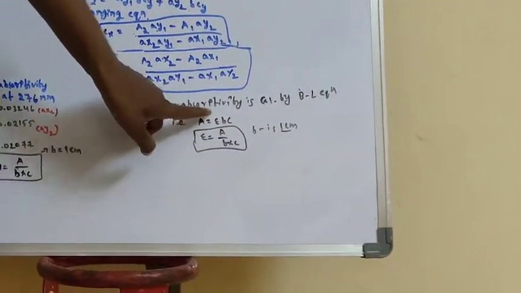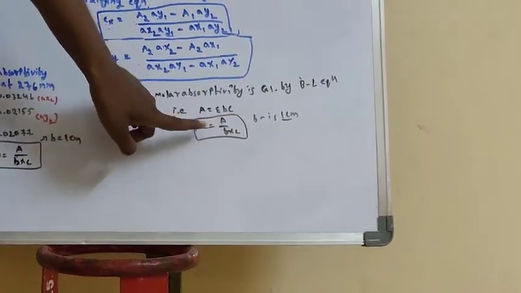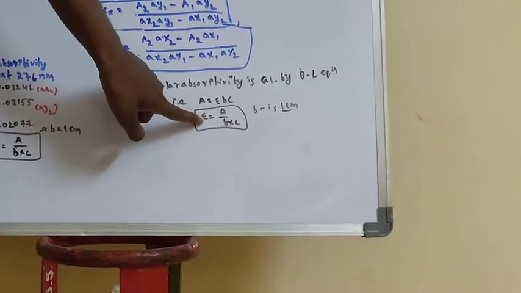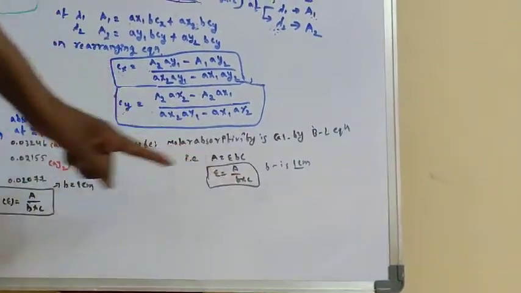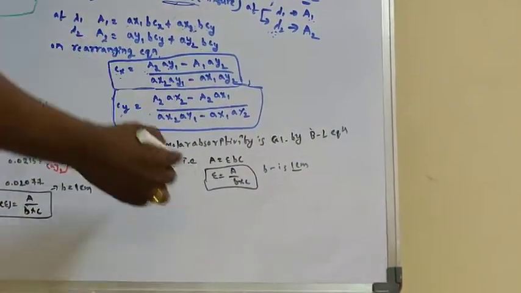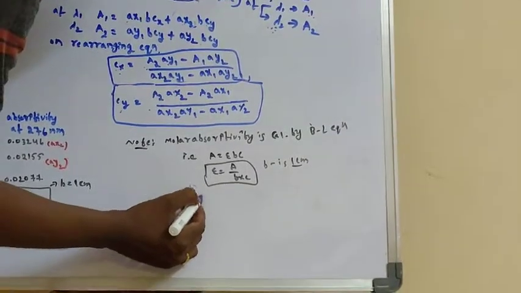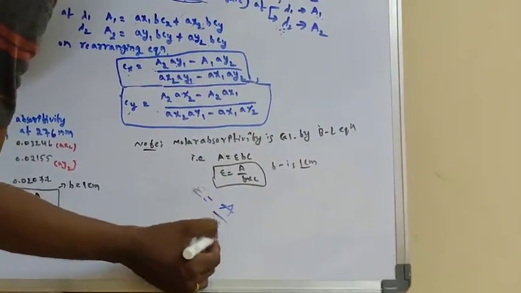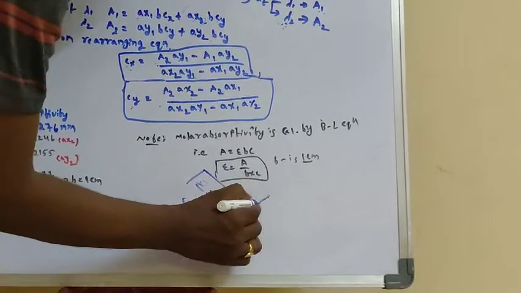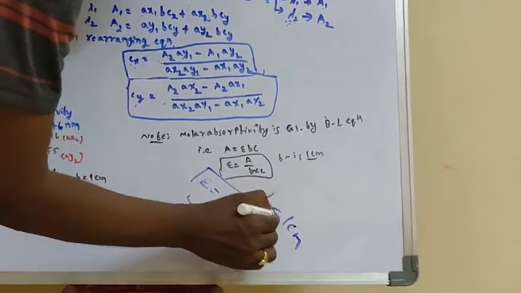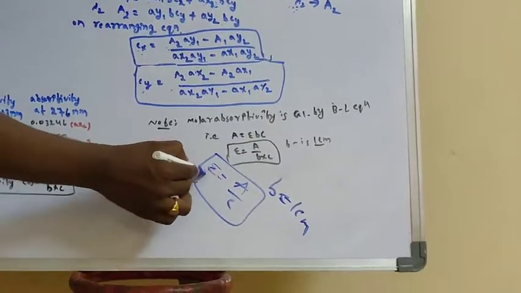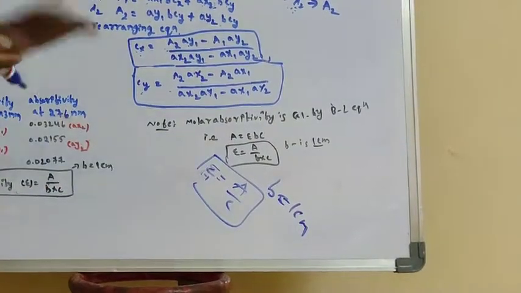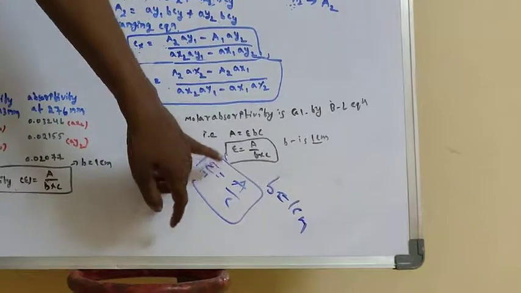We know that A equals epsilon BC, or small a BC. Here the molar extinction coefficient equals A by B into C. By using this formula we can determine absorptivity. Simply, B is considered as 1 centimeter only, so epsilon equals A by C, or small a equals A by C. If you know the absorbance and concentration, we can determine the absorptivity.